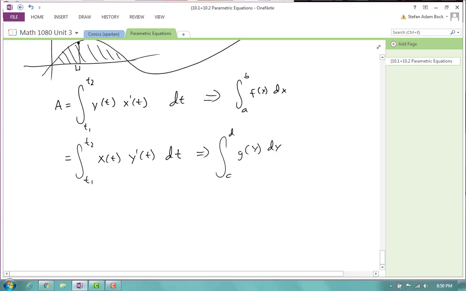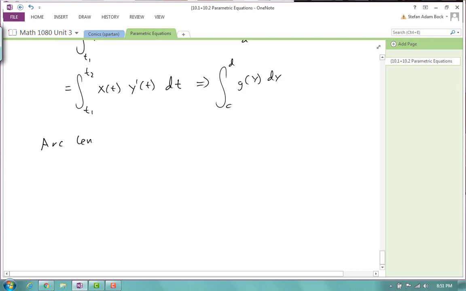See, if I didn't include the x prime of t here, then my Riemann sums would not be accurately describing the widths of the rectangles as they existed on the graph. I would have a width in t values, but I wouldn't have the correct width in x values. So I would be finding some kind of an area, but it wouldn't be the area that exists on the paper.